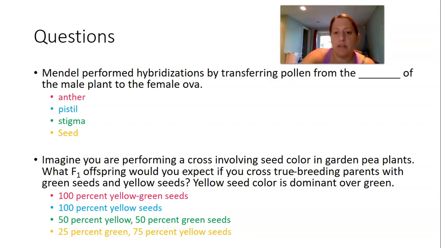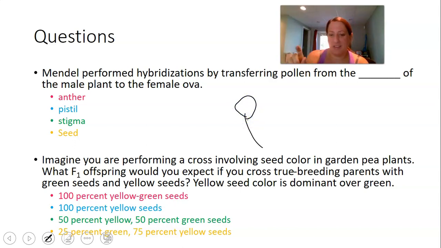Remember, the anther kind of looks like this. Okay. So what I just drew there is called the filament. That's that stalk-like structure. And at the top will be the structure which actually produces the pollen, which is called the anther. This whole thing collectively is called the stamen.